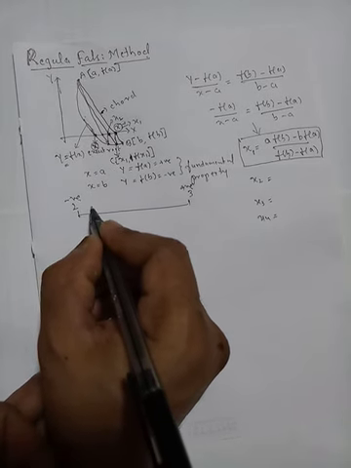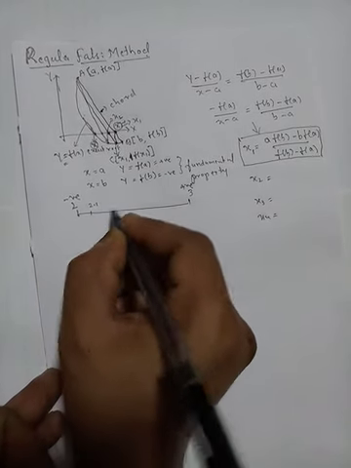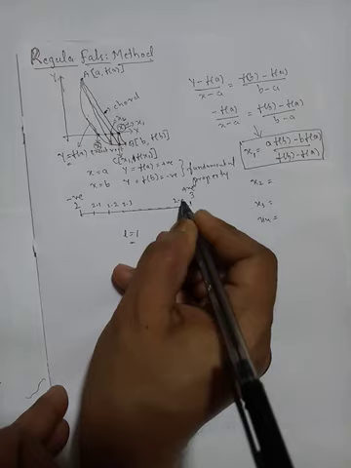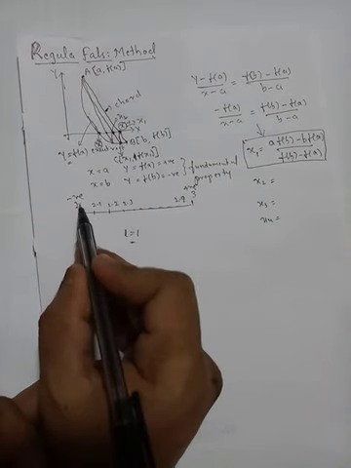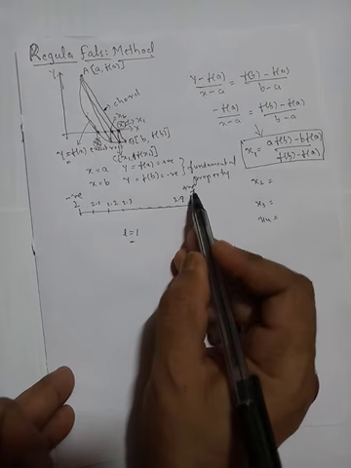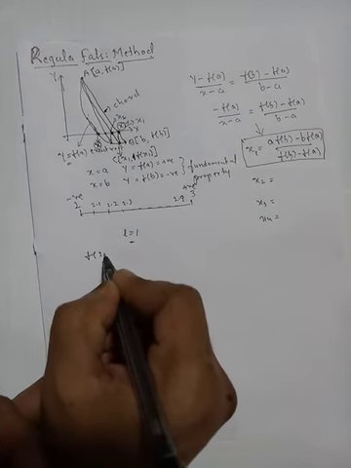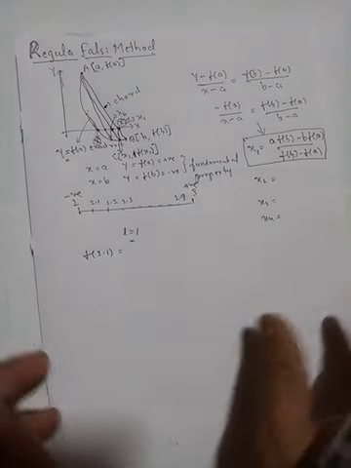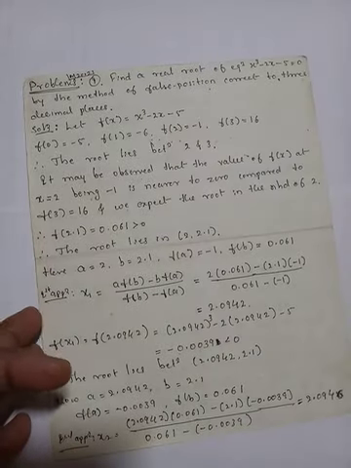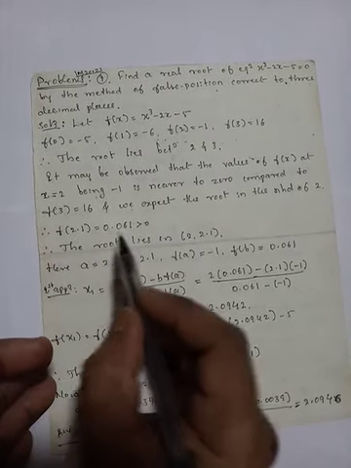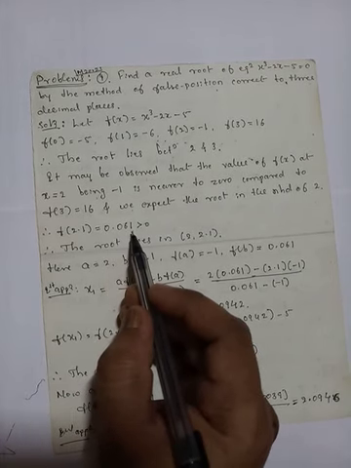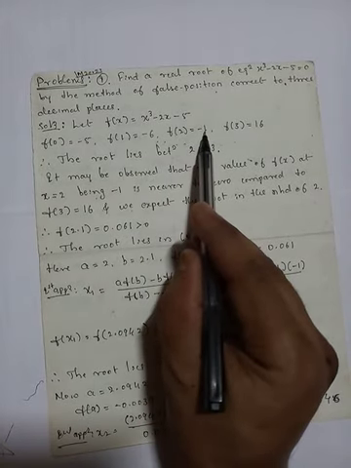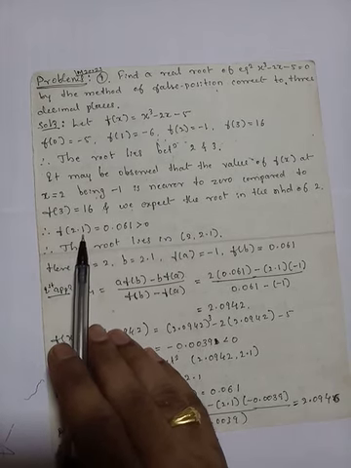That is, we can find the value of the function at 2.1, 2.2, 2.3, like that up to 2.9. At x equal to 2 we have a negative value, at x equal to 3 we have a positive value. Now we check the value of the function at 2.1 to see whether we get negative or positive. At x equal to 2.1 we got a positive value, that is 0.061. At x equal to 2 we have minus 1, a negative value, and at x equal to 2.1 we have 0.061.